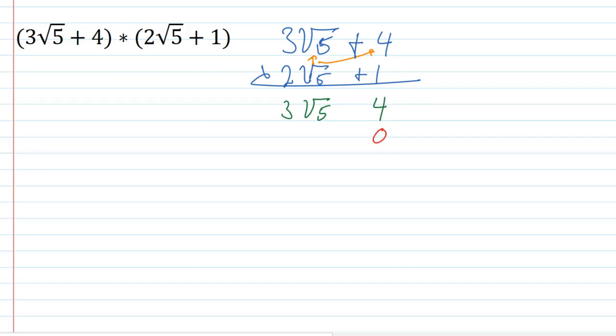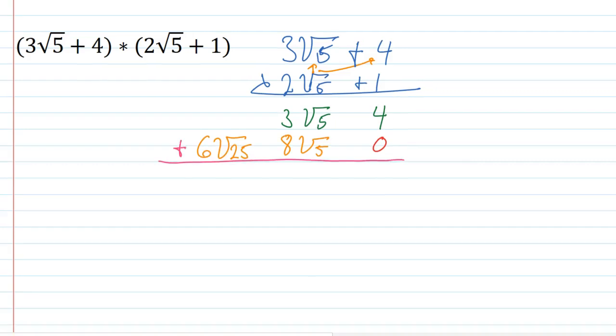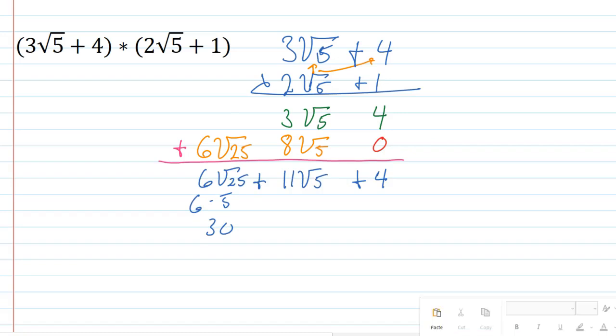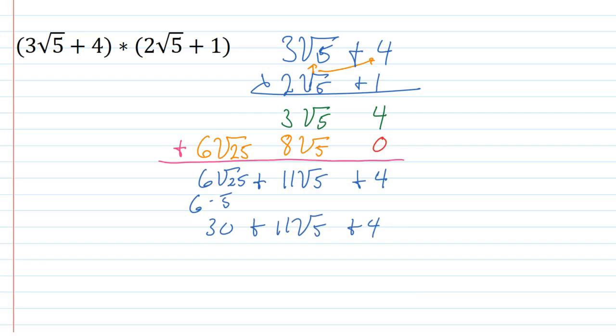Now the key here is to make sure you put like terms in the same column. Then combine those like terms. Now, here's the difference. I have the square root of 25. That can be simplified. The square root of 25 is 5, which gives us 6 times 5, which is 30. Now I have 30 plus 11 square root of 5 plus 4. Again, I have another set of like terms. The 30 and the 4 should be combined, which gives me a new complete answer of 11 square root of 5 plus 34.